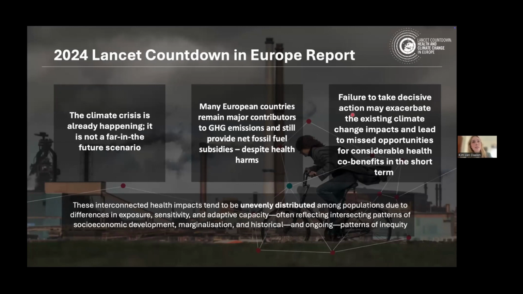And failures to take decisive action may exacerbate the existing climate change impacts and lead to missed opportunities for considerable healthcare benefits. And we also highlight that these interconnected health impacts tend to be unevenly distributed among population groups due to differences in exposure, sensitivity, and adaptive capacity. And this often reflects intersected patterns of socioeconomic development, marginalization, and historical and ongoing patterns of inequity.